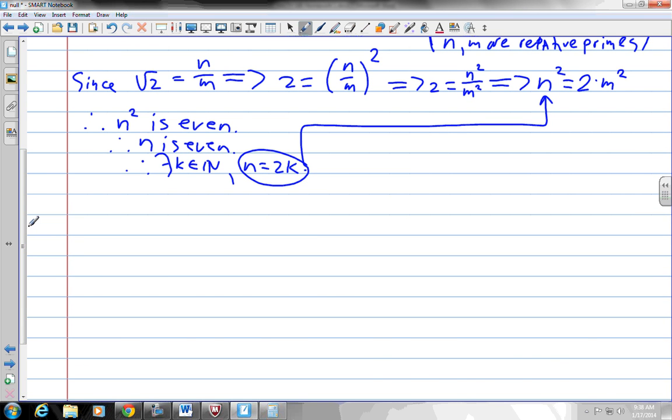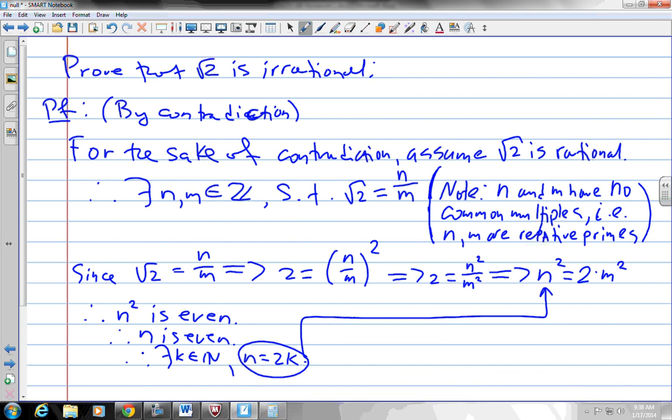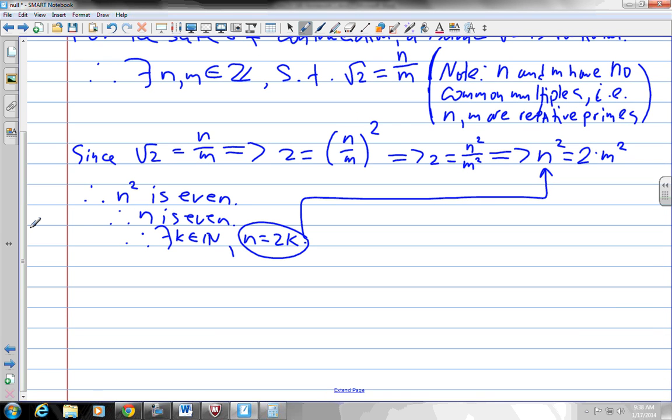So by the way, you can now use this. N is even if and only if n squared is even. And we can do the same thing for odd. That works for odd too, right? N is odd if and only if n squared is odd, because you might need that for the cube roots or something like that. But not the cube roots, but the square roots of 3.